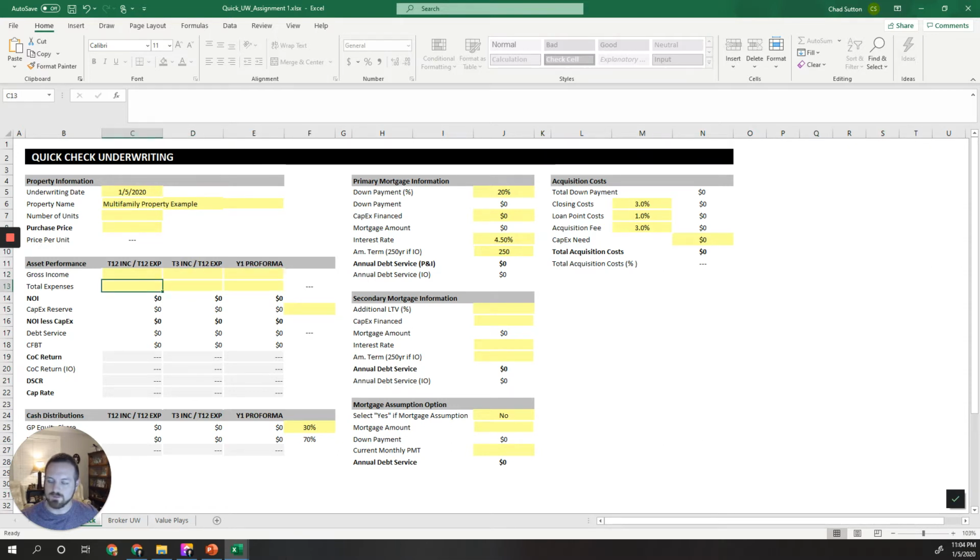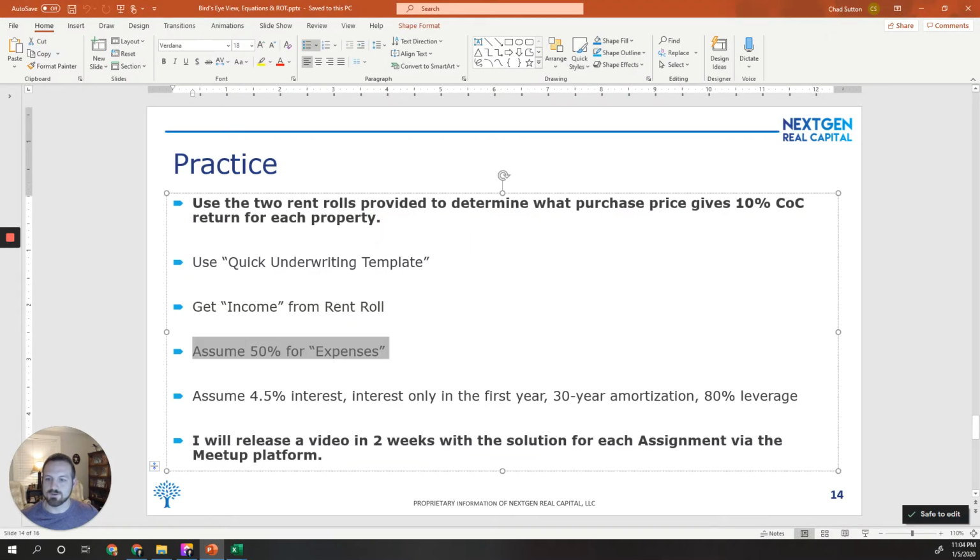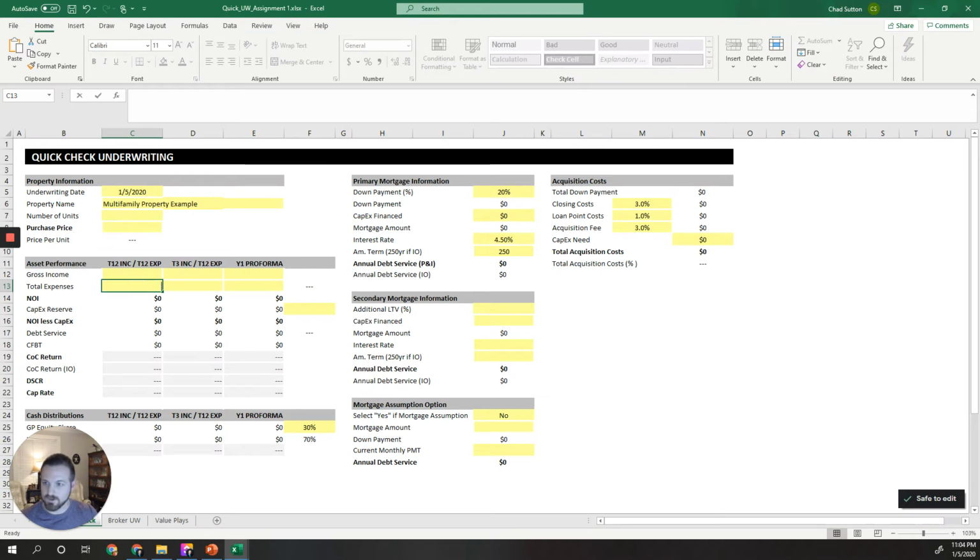We did mention that we're going to use 50% of the income for expenses here at this point. Let's go ahead and code that in here. 50% times our income, and I'm going to drag that across here. It's not really necessary, but I'll show you why I have 3 columns here in a minute.